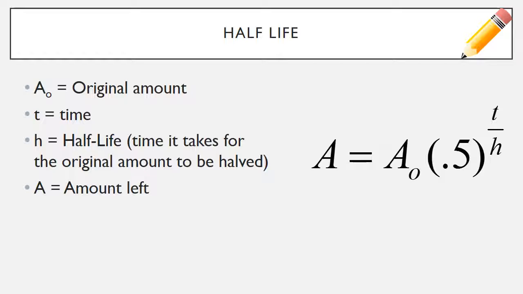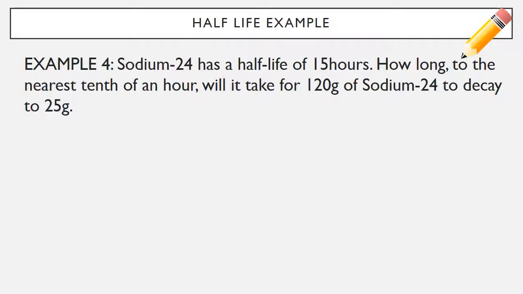Let's quickly talk about half-life. We're not going to use this one quite as much, but half-life takes care of the inside of the parentheses. Half-life implies it's 50%, so why not make the formula smaller? The t is still time. The h, though, that's going to be a little bit new. Here we're talking about the time it takes for the original amount to be halved. Okay, so t over h is a little bit new.